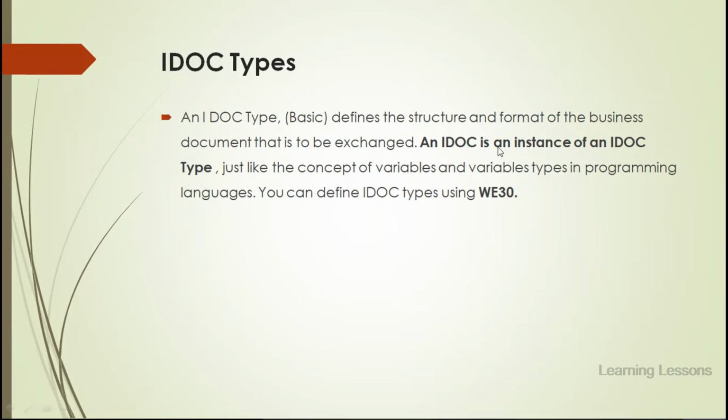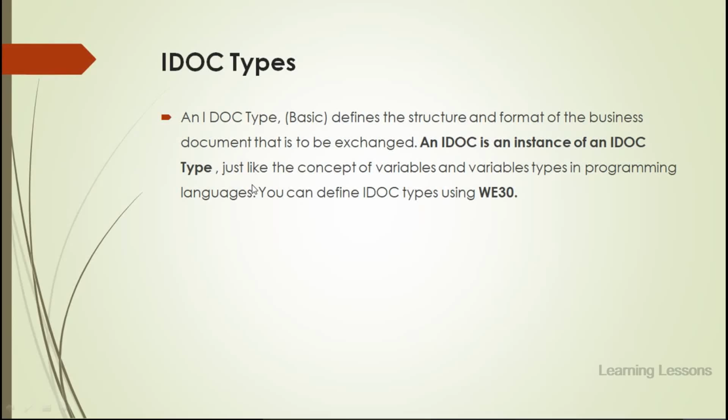So an IDoc is an instance of an IDoc type, just like the concept of variables and variable types in programming. How do we define it? Data A type integer. Integer is the type, and A is a variable of type integer, right? When we declare the variable. Here also, the IDoc type is the type of the IDoc. What is an IDoc? An IDoc is a business document. So this business document we call the IDoc type.